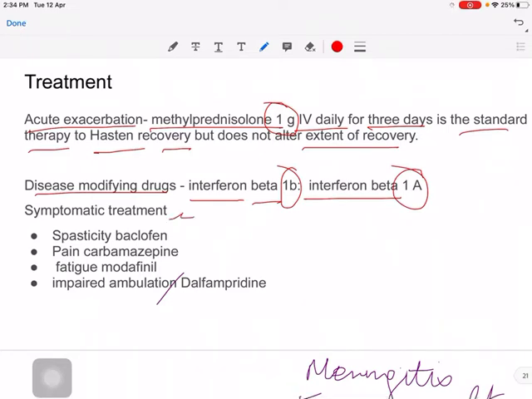Symptomatic treatment: for spasticity we can give baclofen. For pain we can give carbamazepine, as it is neuropathic pain. For fatigue we will give modafinil. And for impaired ambulation we will give dalfampridine.